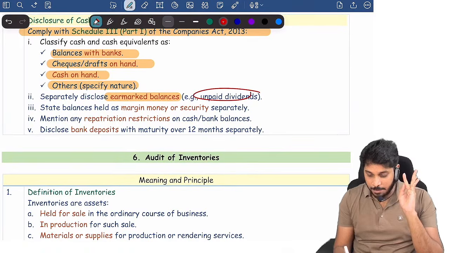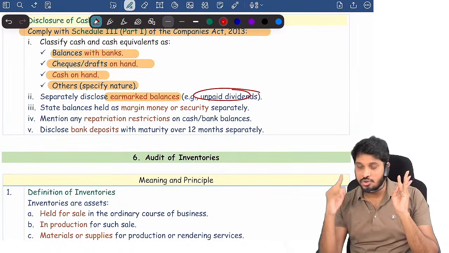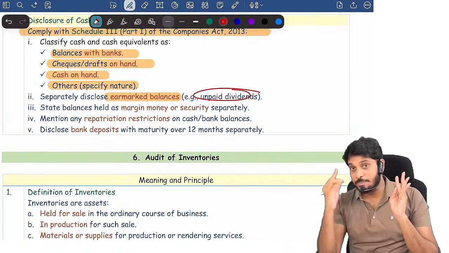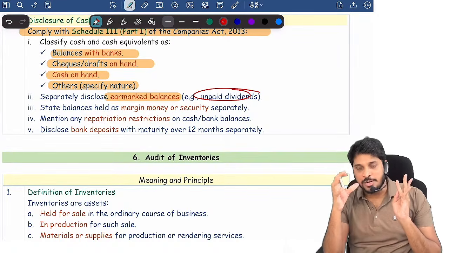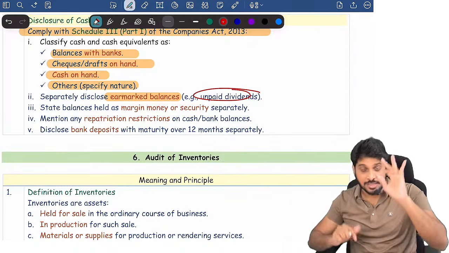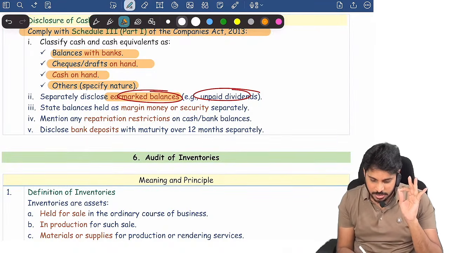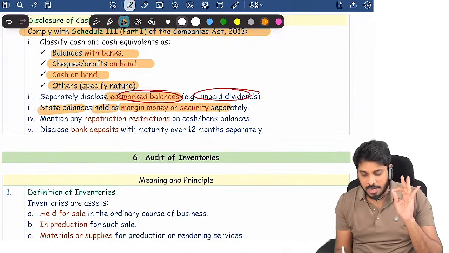For example, unpaid dividend money, we need to keep it in a special bank account. Share application money received, we need to keep it in a special bank account. CSR unspent money, we should keep it in a separate bank account. Those bank accounts are called earmarked balances. Again, state balances held as margin money or security.